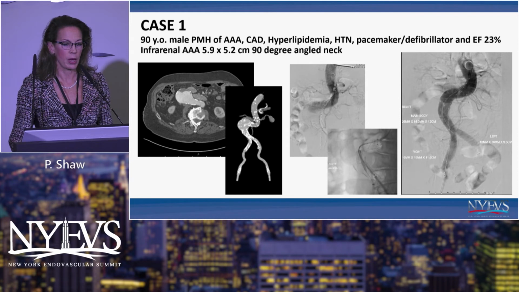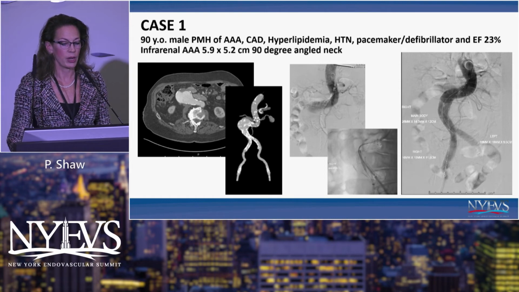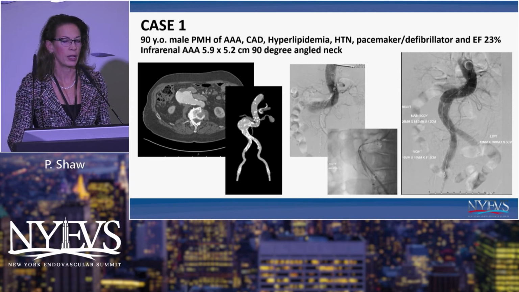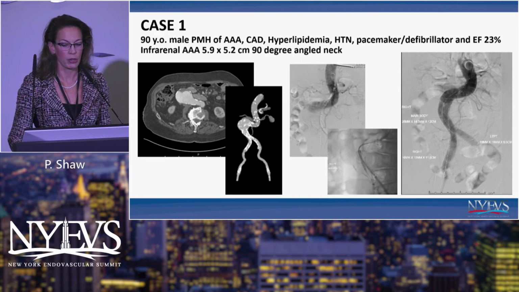And this is just a case of mine, a high-risk 90-year-old gentleman. You can see a very highly angulated aortic neck. This demonstrated actually a really very good result. I deployed this over a floppy wire for the neck. It did sit down. I did need to apply a proximal cuff, but I did get a good seal.